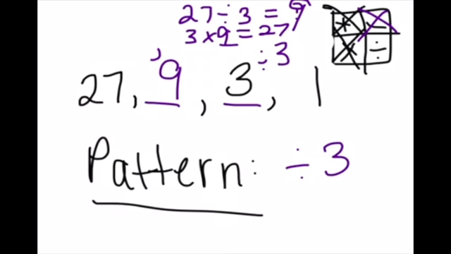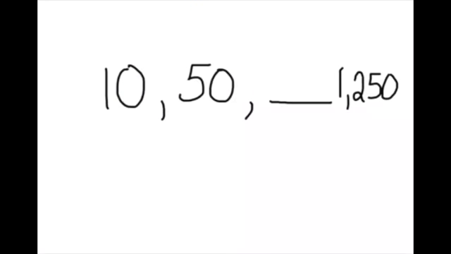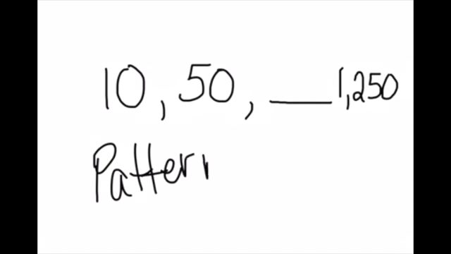So our pattern should go 27, 9, 3, 1. Because you know that 9 divided by 3 is 3, so that does work. So that is our pattern, divided by 3. All right, this is the last problem for today. I want you to figure out this pattern, and of course I want you to find out what the missing number is. So step 1, please pause the video and try this out on your own, finding the pattern and then the missing number.